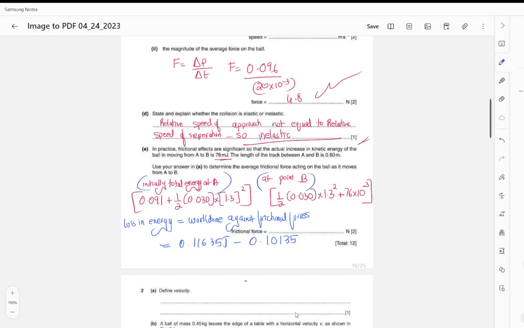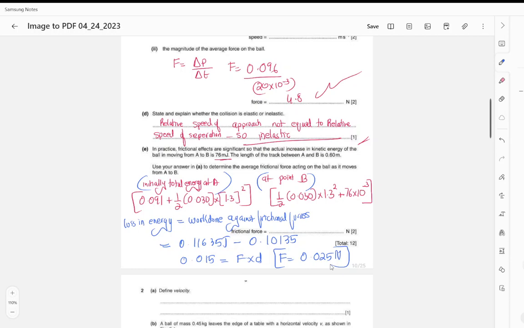So 0.11635 gives me a value of 0.015, which is equal to force into distance. So 0.015, and the distance is actually 0.6. So divided by 0.6 gives me a value of frictional force is coming as 0.025 Newton. This is how you do it.